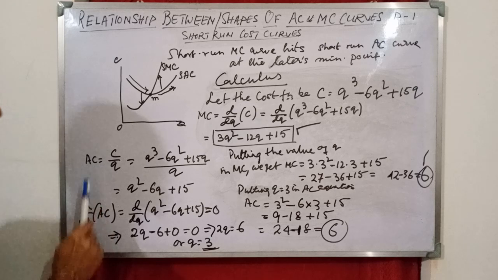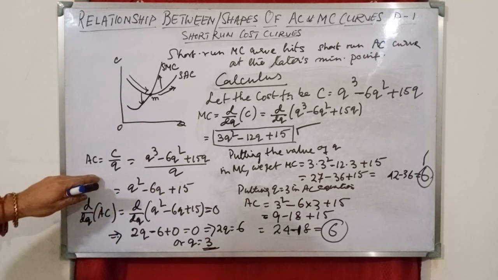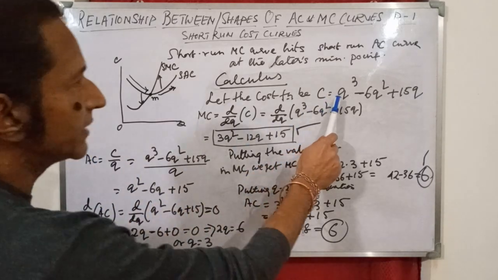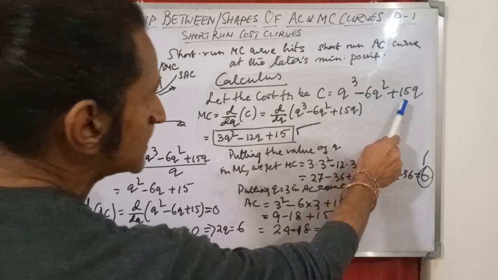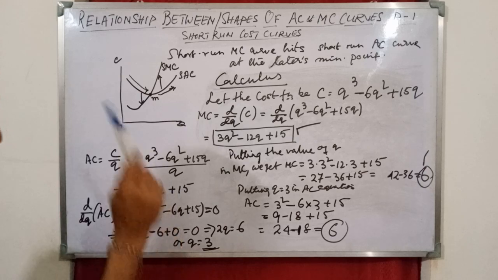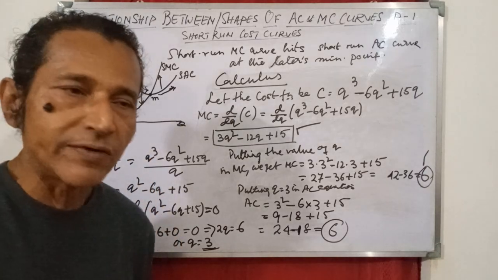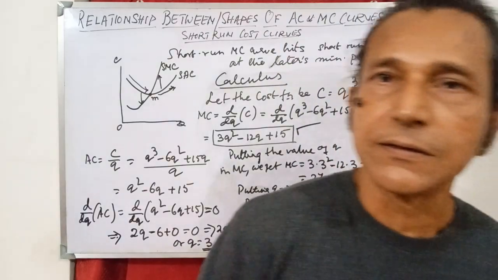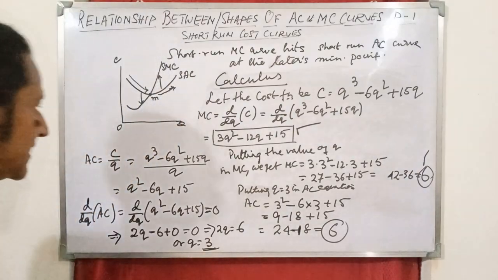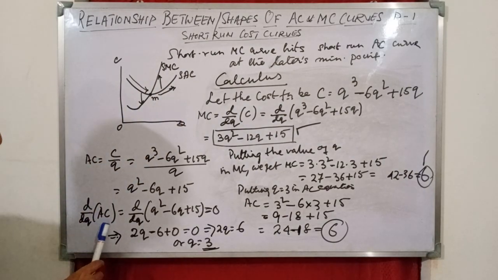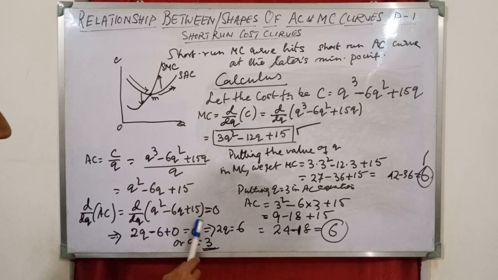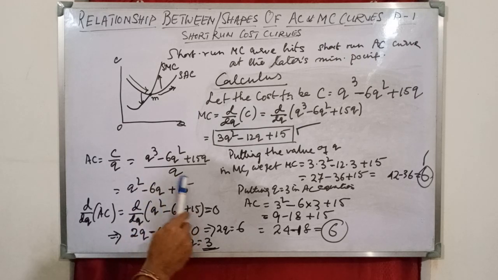Here we have calculated the average cost, that is total cost divided by total output, C by Q, which is equal to Q cube minus 6Q square plus 15Q divided by Q, that is Q square minus 6Q plus 15. This is the average cost. Now average cost would be minimum when the derivative of the average cost function is set to 0. So we have taken the derivative of the average cost function, that is d/dQ of AC, which is d/dQ of Q square minus 6Q plus 15.